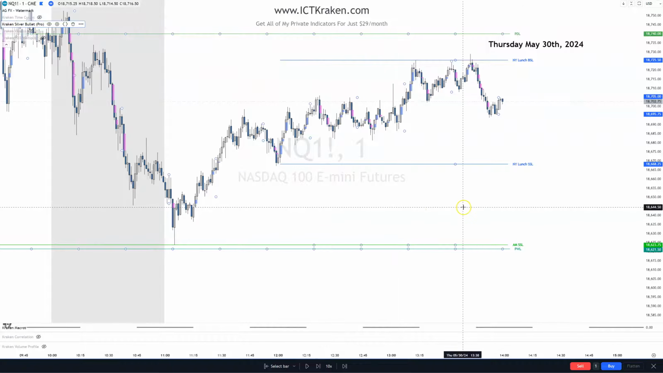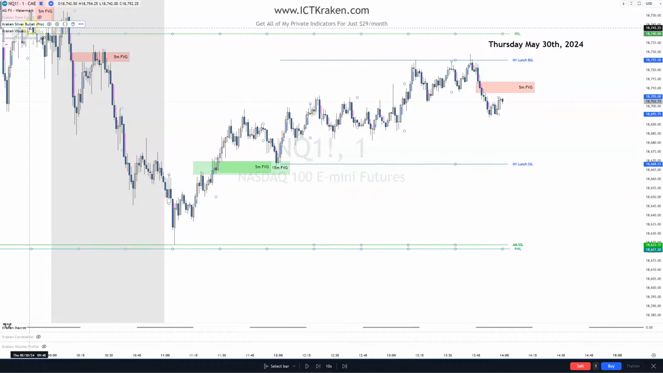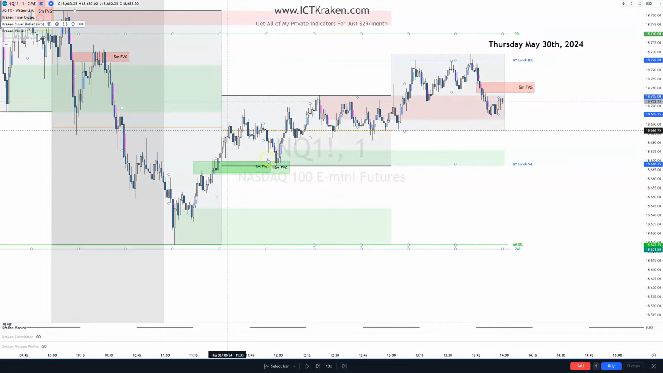Okay. So let's see what else is available here. Let's do Kraken Visuals. Let's turn on the time cycles. Okay. All right. So we just swept this 90-minute cycle high, and I know that there is SMT with YM here.